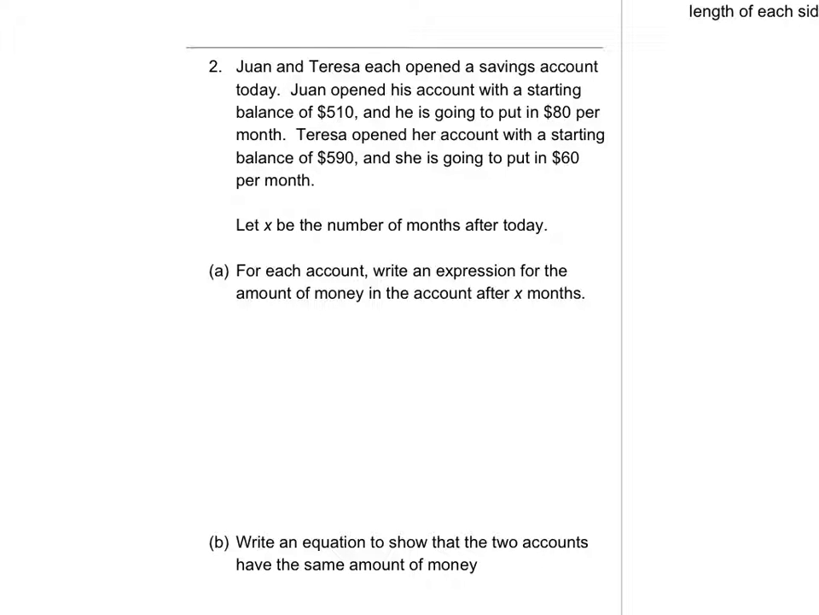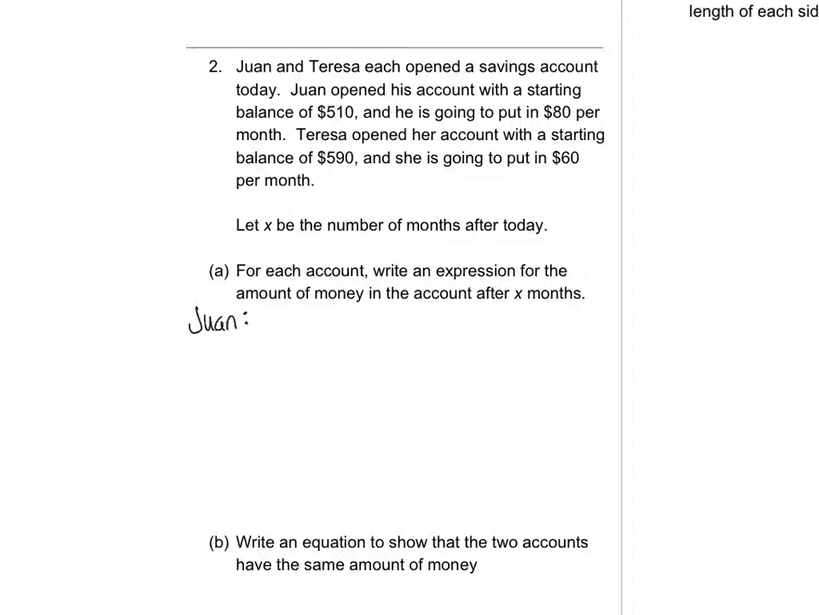And we want to let X be the variable to represent the number of months after today. For each account, write an expression for the amount of money in the account after X months. Remember, when we're writing an expression, we will not have an equal sign. So let's start with Juan.